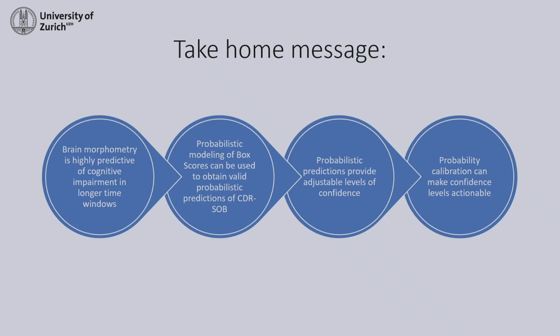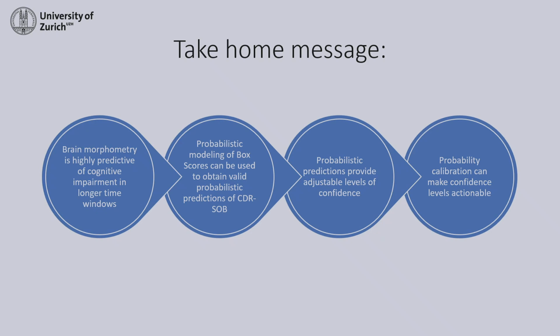And a take-home message, obviously the first one, I would say that morphometry is highly predictive of cognitive decline in longer time windows, so 5 years to 10 years in the future. And we can use probabilistic modeling and probabilistic thinking to get a valid confidence quantification for this domain, but this is really just an example. We could have done this for anything else that's interesting. You can do it for spam filtering, you can do that for anything that you find interesting, trading or whatever.